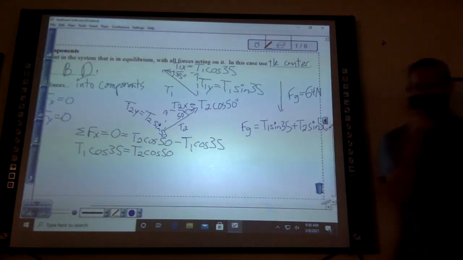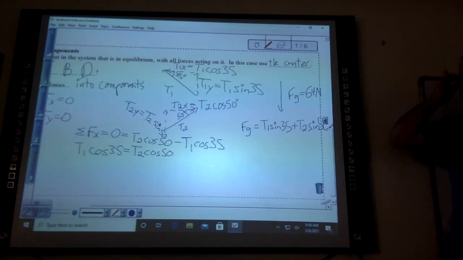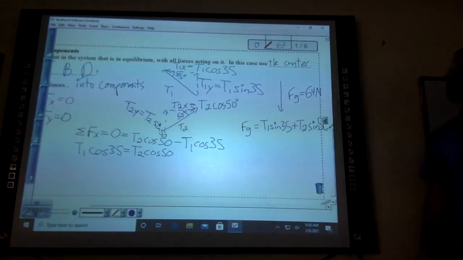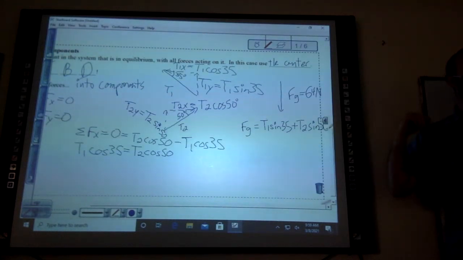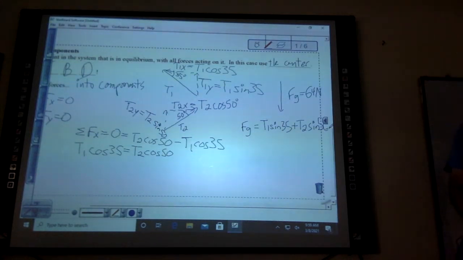That's sine 50, in case you can't read it. So again, forces up equal forces down. So these are my two equations. The problem is, two equations, two unknown values. So this is where substitution comes into play.